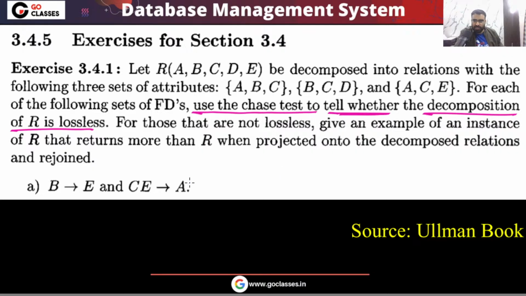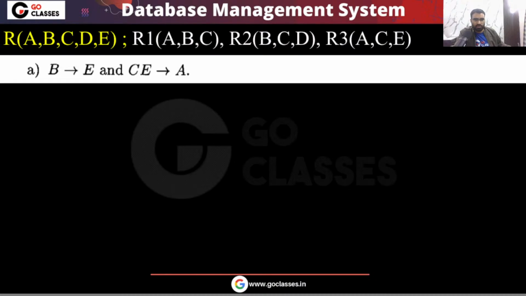Okay, so this is what we need to do. We need to apply the Chase test to check whether this non-binary decomposition is lossless or lossy. So let's solve it. I told you how to apply the Chase test. Step number 1 is the matrix. Create a matrix where the columns are the attributes and the rows are the sub-relations.